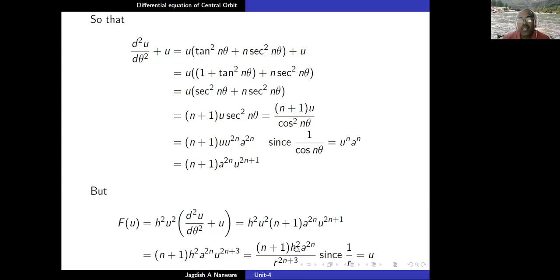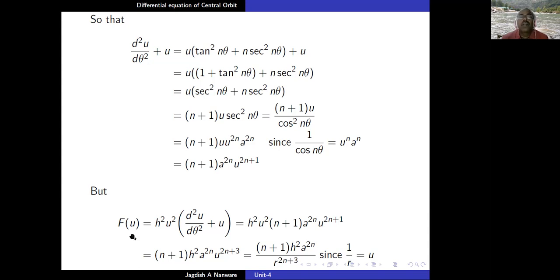So what are here? n is constant, h is constant, a is constant. Therefore, this numerator is constant. And you can write this as constant into 1 upon r to the power 2n plus 3. This law of central force is equal to this constant into 1 upon r to the power 2n plus 3. And therefore, we will be able to write that this law of central force is inversely proportional, because we have reciprocal here, to r to the power 2n plus 3.